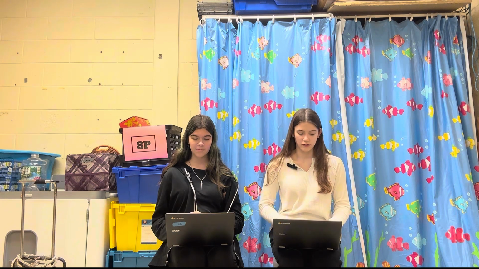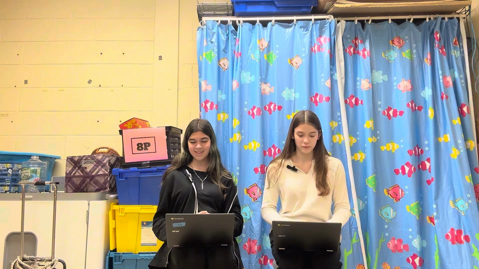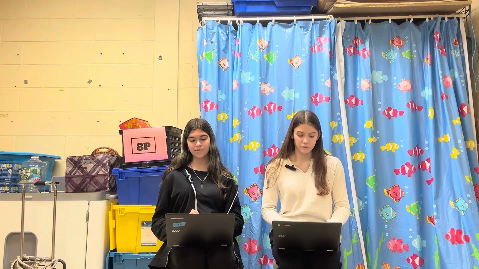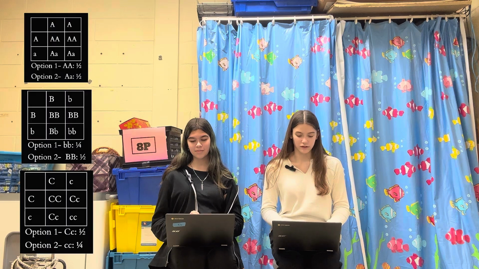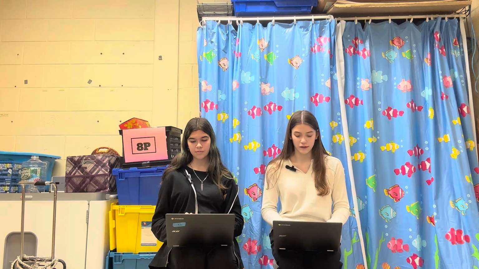C, little c. After you use the multiplication rule to find the probability of certain combinations, you can add those probabilities together to find the chance of being either. An example would be if you wanted to find the probability of an offspring being big A, little b, big C, little c, or big A, big B, little c. You'd use the multiplication rule on each individually to find the chances of that happening. Then you would add the probabilities to find the chance of either.